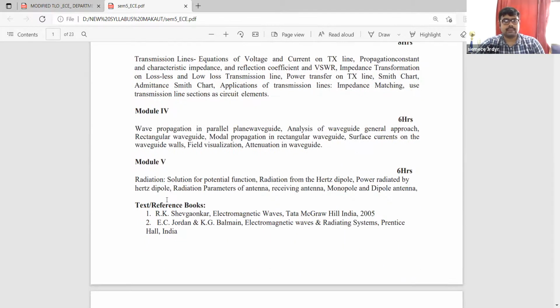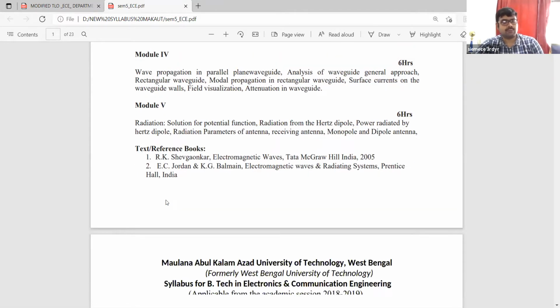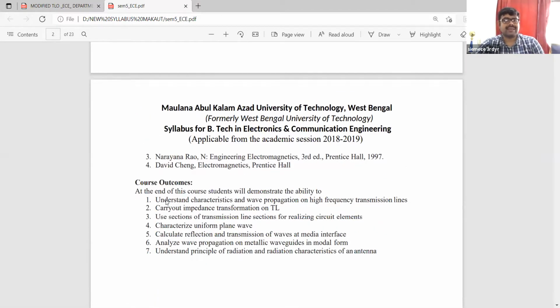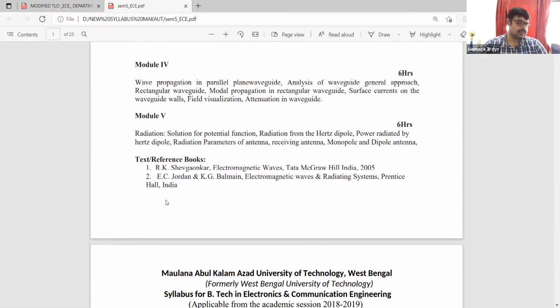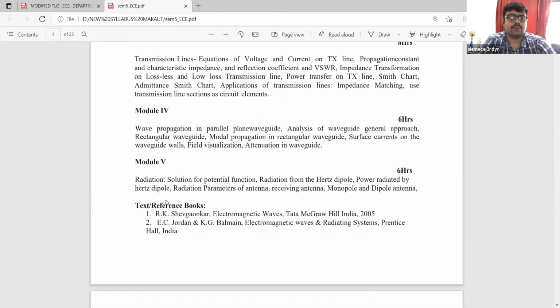For this book, they have mentioned the RK Shevgaonkar electromagnetic waves book. Jordan Balmain book is also a good one. Rao, David Cheng, many good books are there in electromagnetic theory. So next class onwards, we'll see the Jordan Balmain as well as the Sadiku. Sadiku is also a very good book, and I'll share one note material.